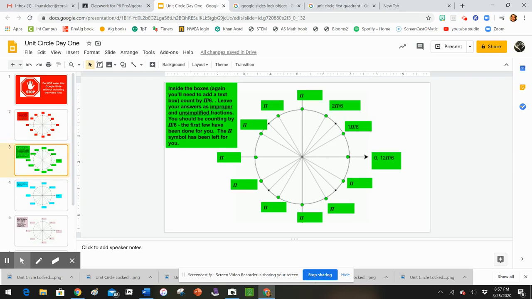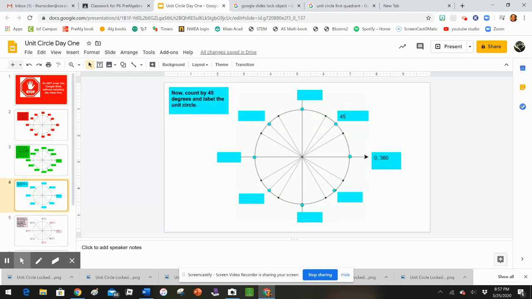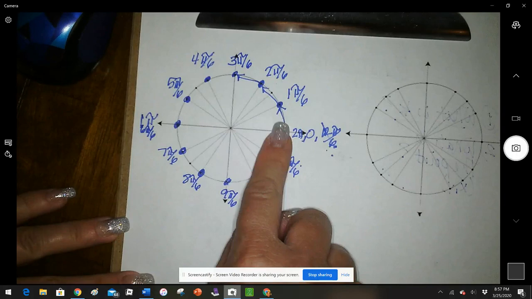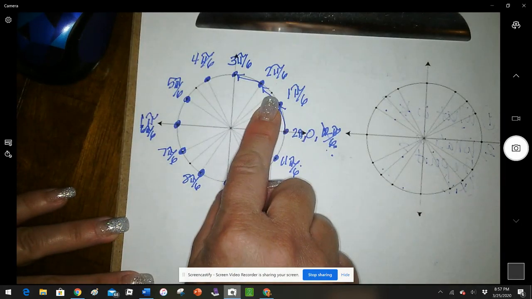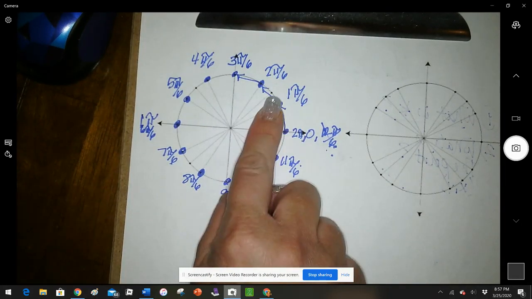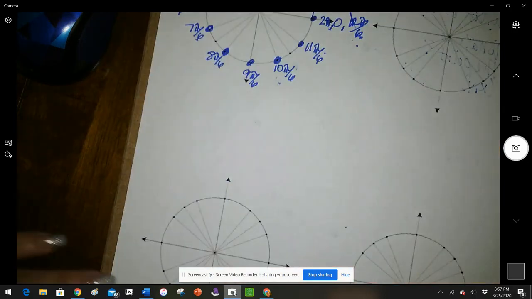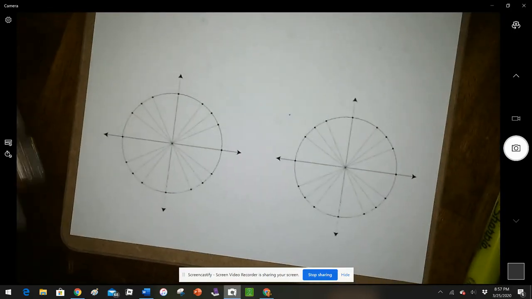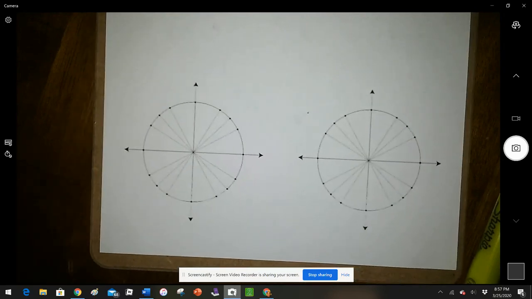Okay? So the next slide on your Google slide is getting you to count in terms of 45 degrees. So those numbers are those points that are in between, the points that are in between the 1 pi over 6 and the 2 pi over 6. So those are the 45 degree lines. Okay, so let's go count by 45 degrees.